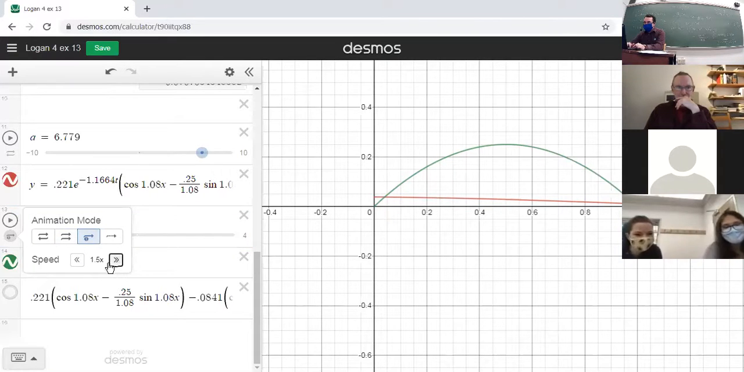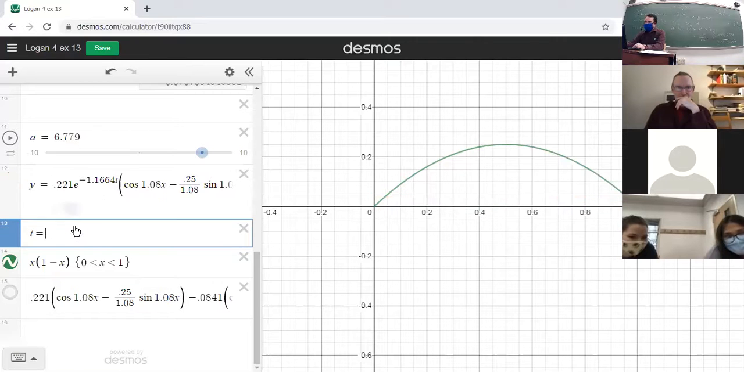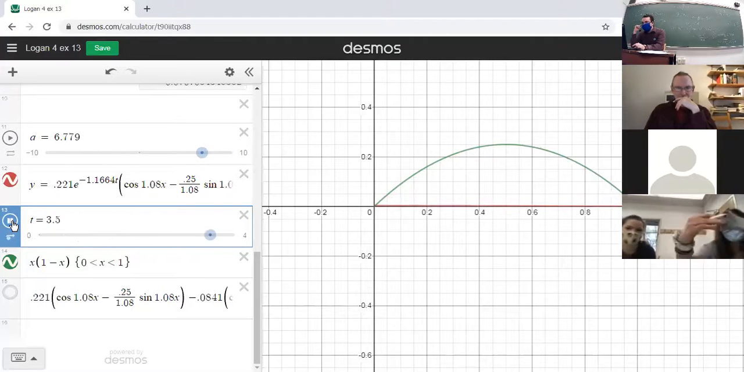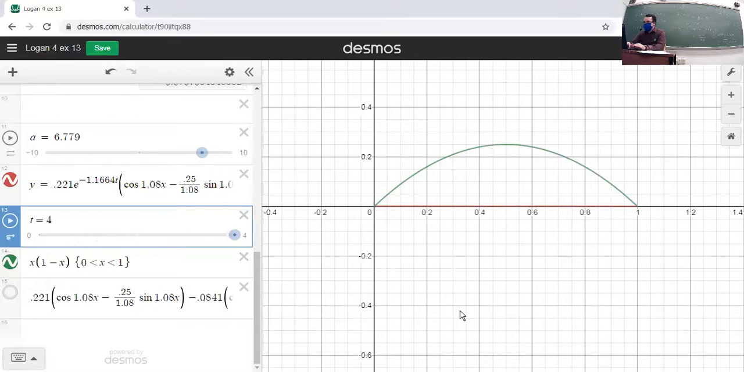Let's take it to half speed. So the speed goes from like 0.01 to 2. Now you can see it just goes away. It just goes away, just like a Berkshire winter. So, any questions or comments on that?